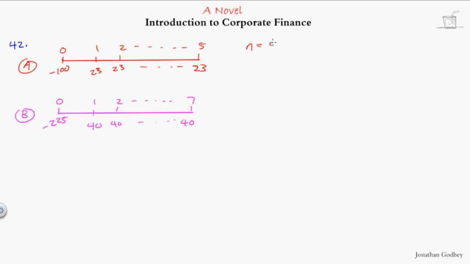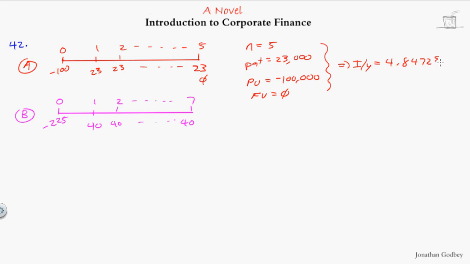So this is really just getting you to understand what that interest rate means and being used to doing this on your calculator. N is equal to 5. Payment is equal to $23,000. You could just put 23 if for present value you just put 100. Make that minus 100,000. Future value is 0 once again because there's no additional payment here at the end. Plug that in. Find the interest rate, and that's 4.8472%.